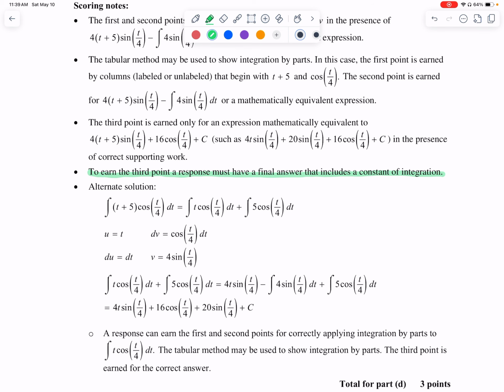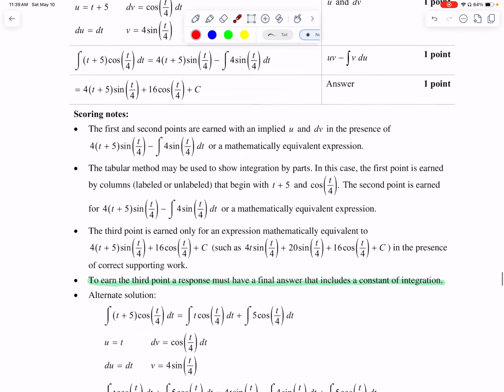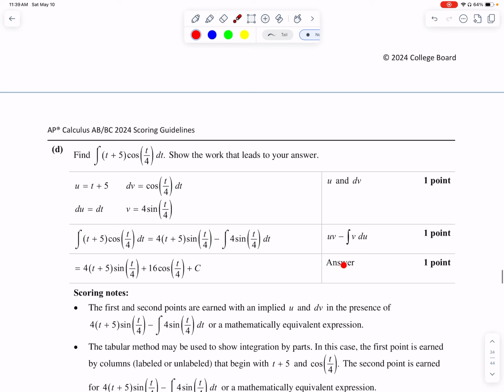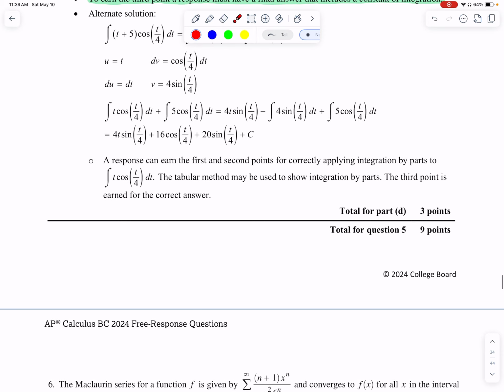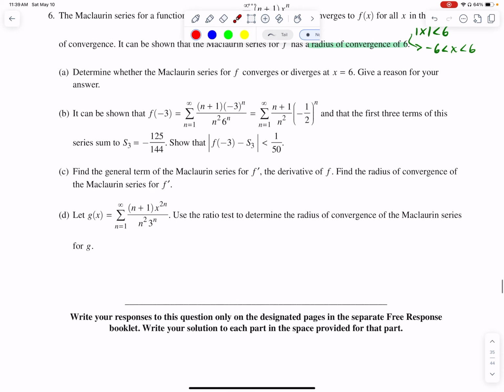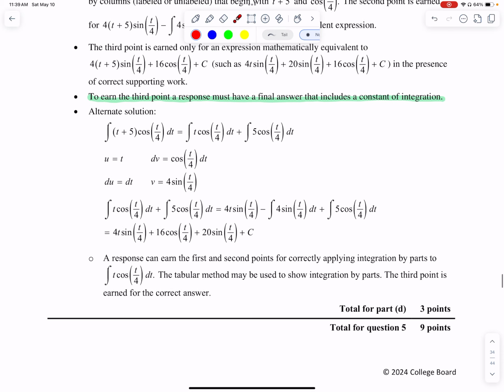So in a way, I was kind of right. In other words, they don't even give you this last point if you excluded your constant of integration. If all this was right, you would have gotten the first 2 points, but you wouldn't have gotten the answer point without that constant of integration. Is there anything else? Oh, that's the last one. I think that's probably about it.